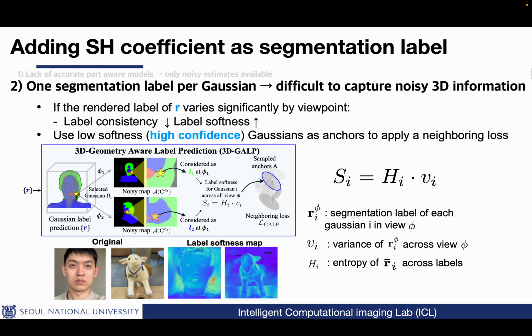After assigning the segmentation label from each view direction, we calculate its softness. If the label varies significantly across viewpoints, the softness of the SH coefficient becomes higher. As shown in this picture, Gaussians with higher softness values are mostly located along the edges, where uncertainty is high and the information tends to fluctuate. Using this value, we select low-softness Gaussians, which have high-confidence information, as anchors to apply to neighboring Gaussians, so that finally we can get robust part-level 3D segmentation.